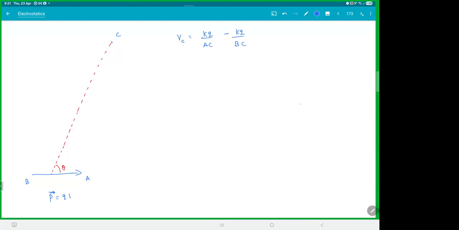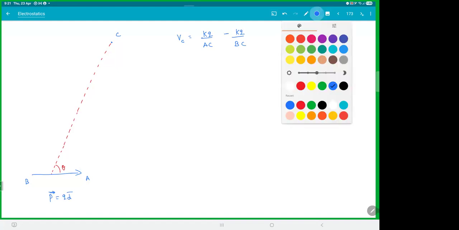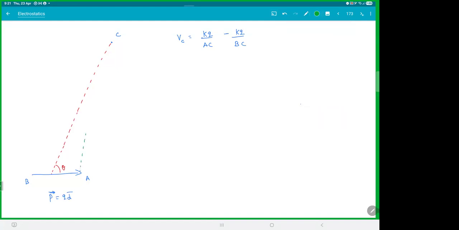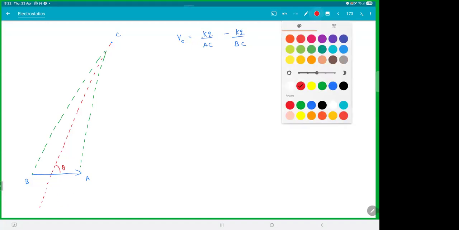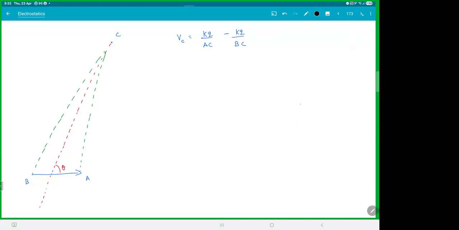Since I know R is much, much greater than D, we can do a beautiful approximation. This is how it works. So listen. You want to find AC, you want to find BC. So what we do, we extend the central line. And then from point A, drop a perpendicular onto this red line. Let's call this thing A dash. And from point B, drop a perpendicular, and let's call this B dash.